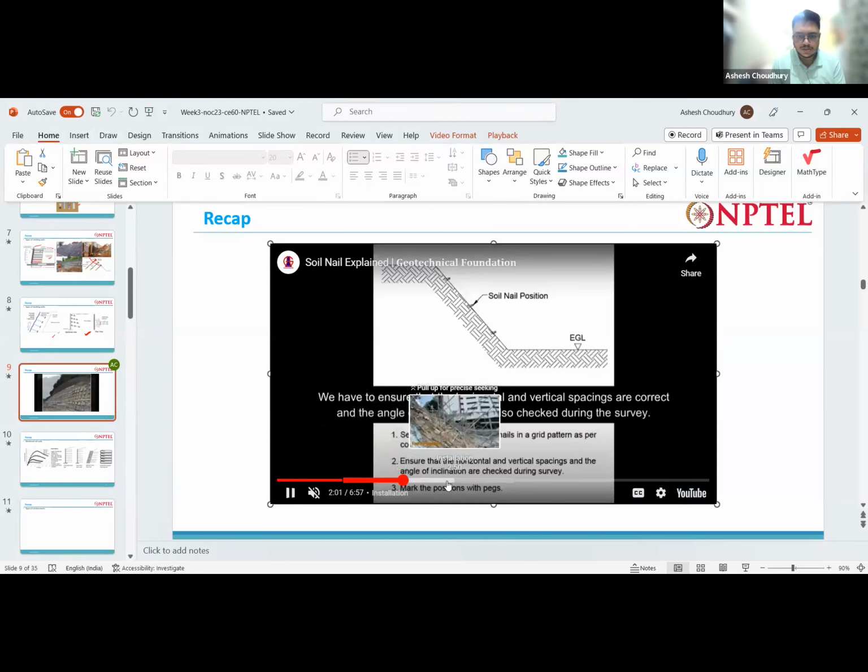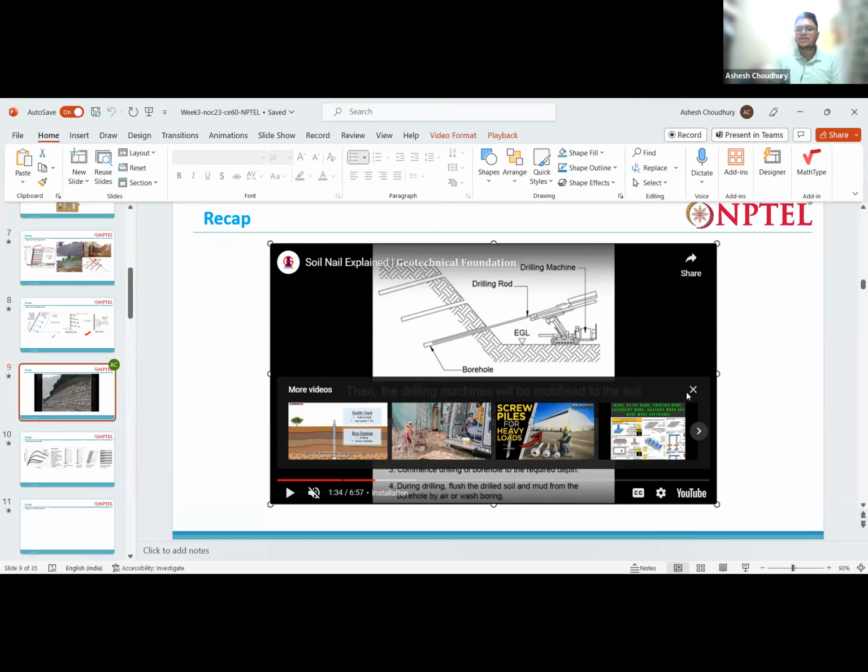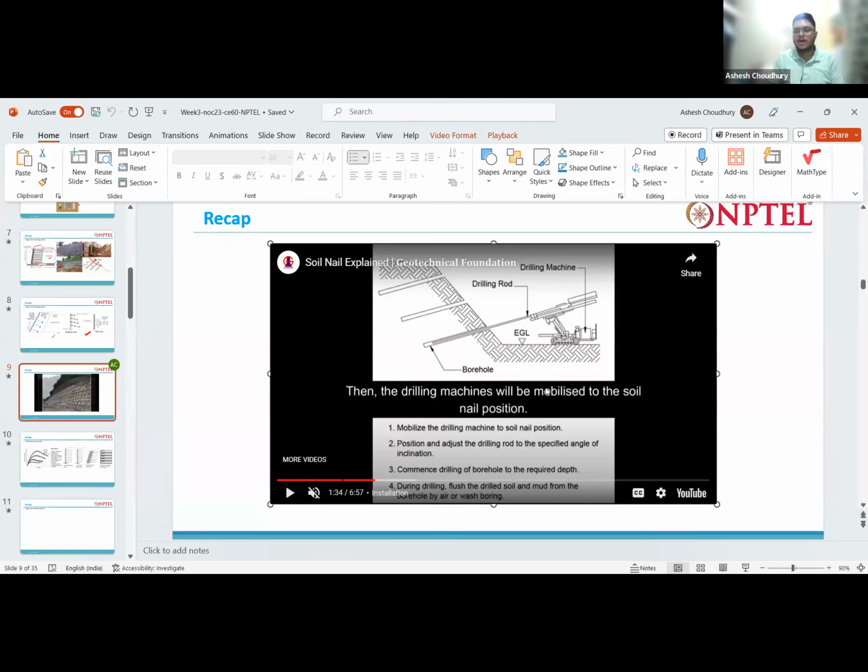First you need to mark the position of the soil nails, right? Then the holes are drilled with the help of drilling rods. If you have seen the SPT test rods, these drilling rods are similar to them. These drilling rods are first used to drill the soil. We use this machine and the drilling rods, and we can put extensions in front of these drilling rods, and in this way we drill the soil.